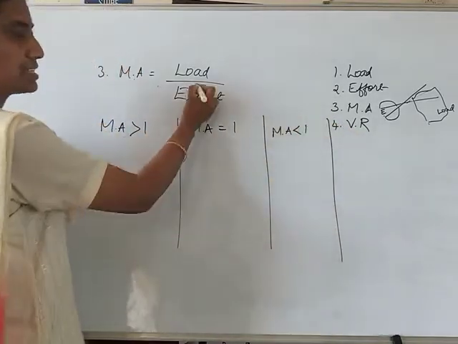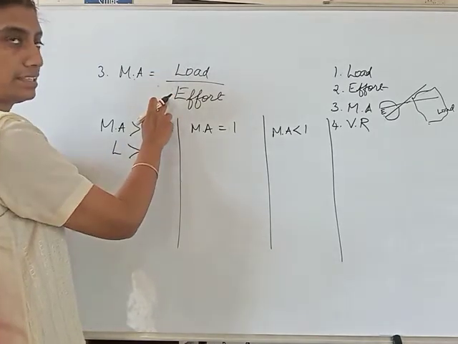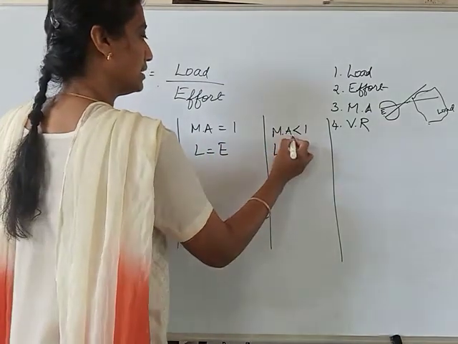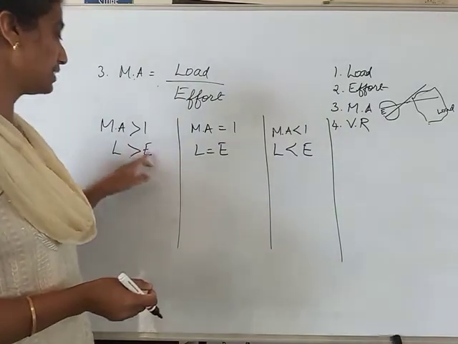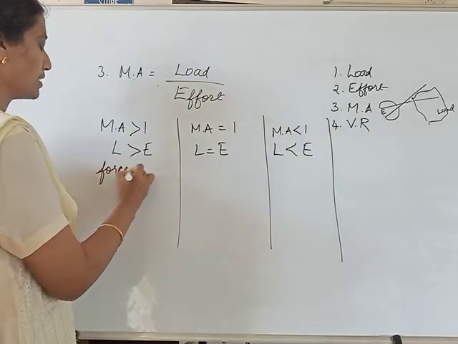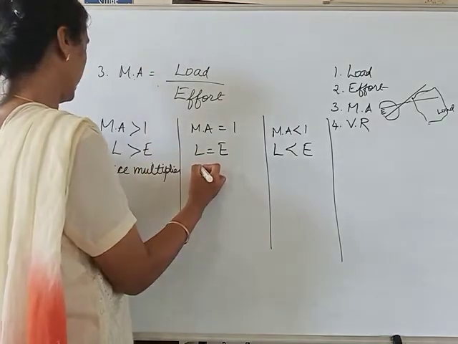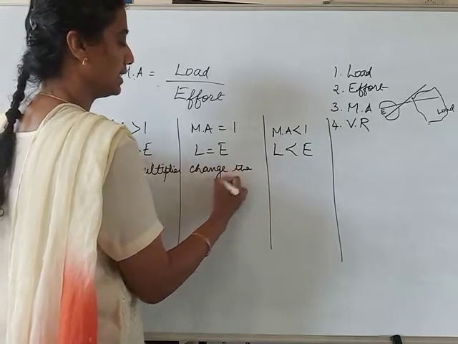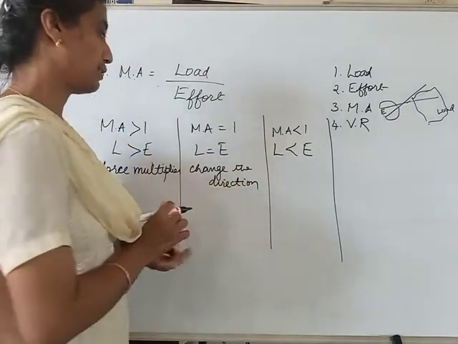Now, if MA is greater than 1, what does it mean? Load is greater than effort. Numerator is greater than denominator. Equal to 1 means load is equal to effort. Less than 1 means load is less than effort. So in the greater-than-1 case, with less effort, you can do a heavy work. So that will be used as a force multiplier. And the equal-to-1 case is just used to change the direction of application of force.